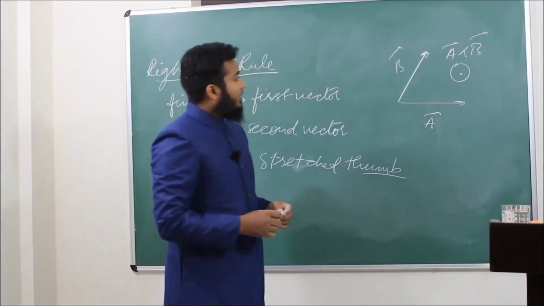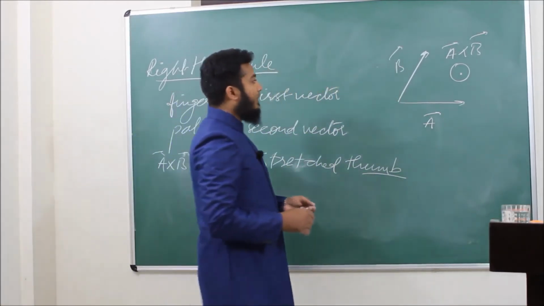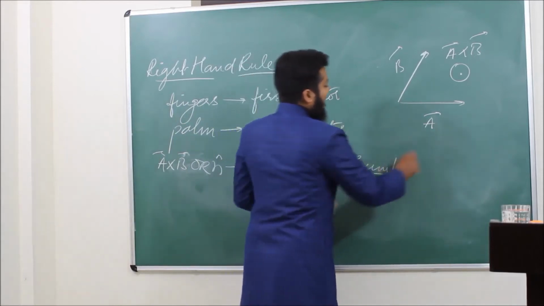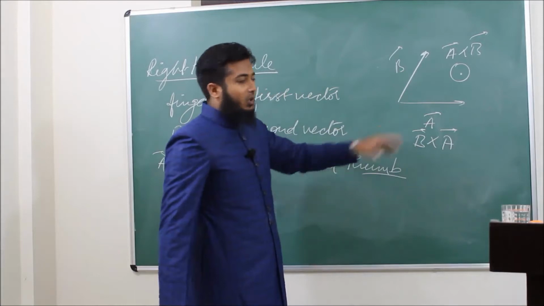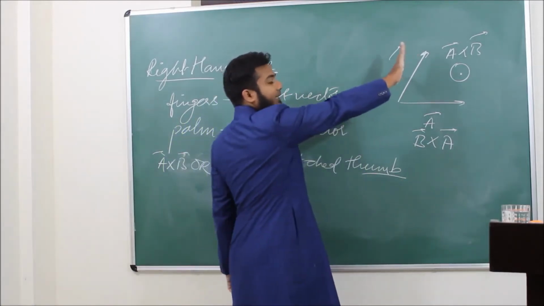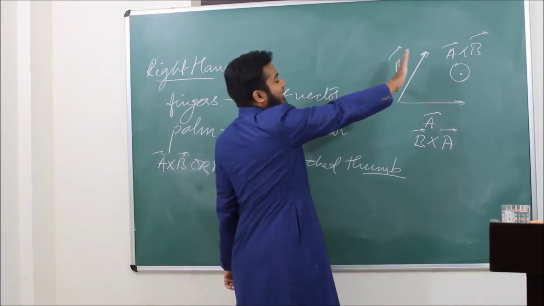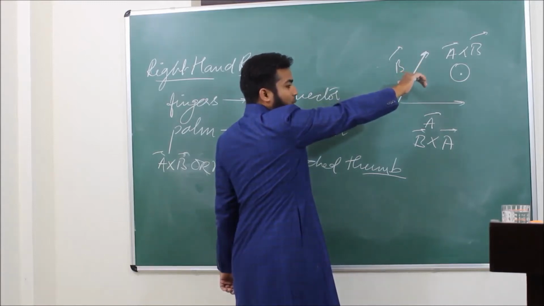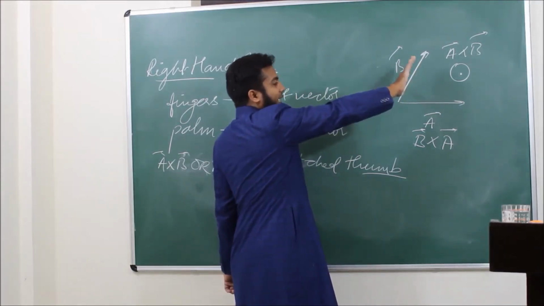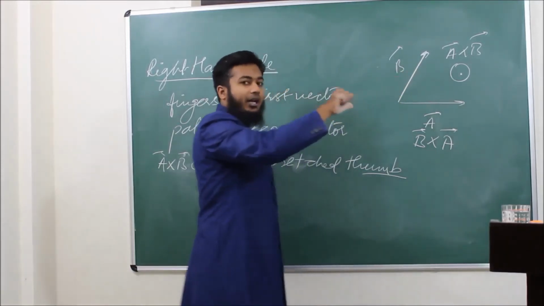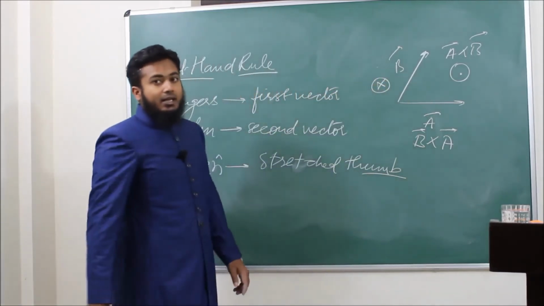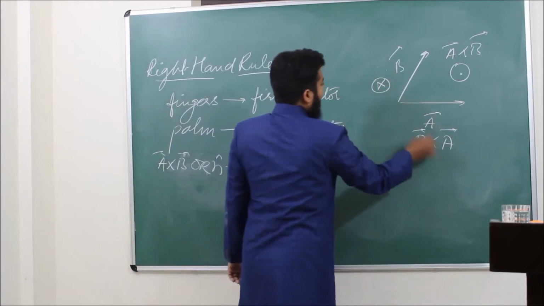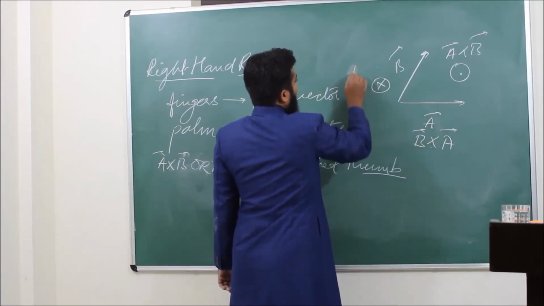And what about B cross A? If we have to find B cross A, let us see in which direction it points. Keep your fingers in the direction of B, and curl your fingers through the smaller angle, and then the thumb is going into the board. For into the board, we use a cross in the circle. So B cross A is into the board.